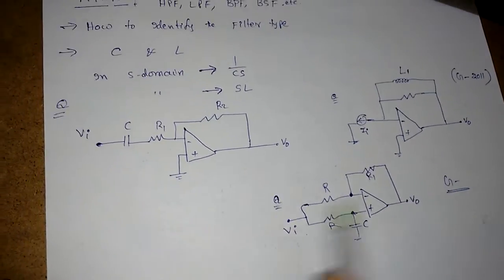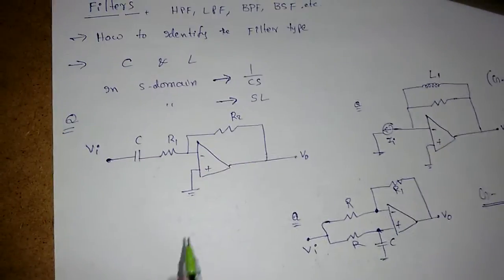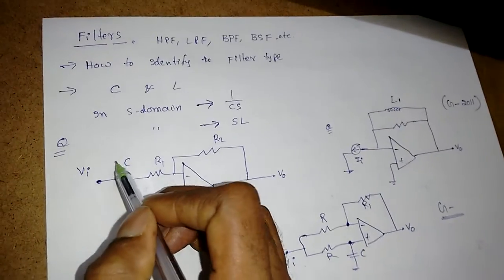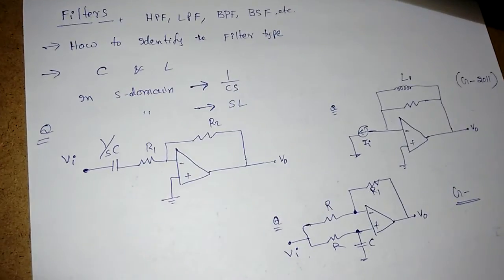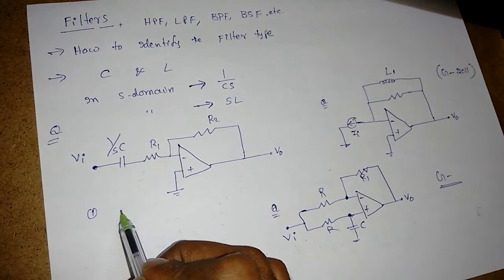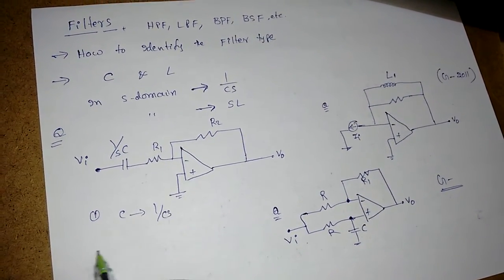Now there is a blind rule, or we can say steps. Step 1: replace this capacitor with impedance, that is 1 by SC. That is step 1, the capacitor is replaced by 1 by CS.